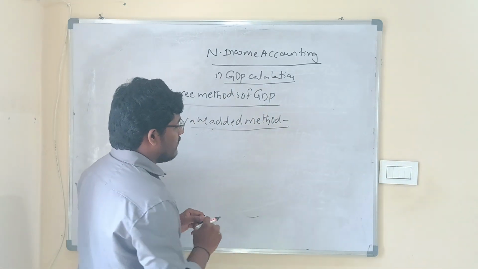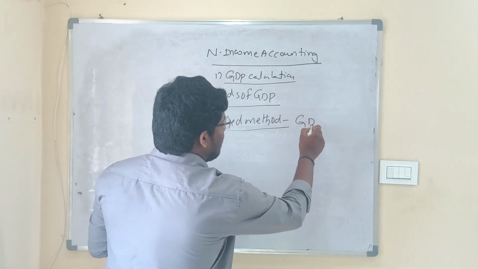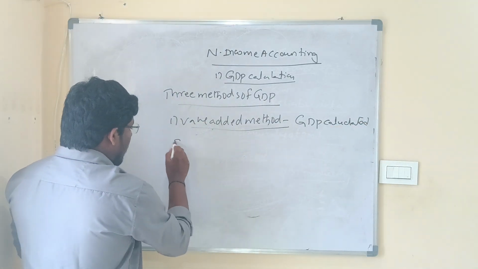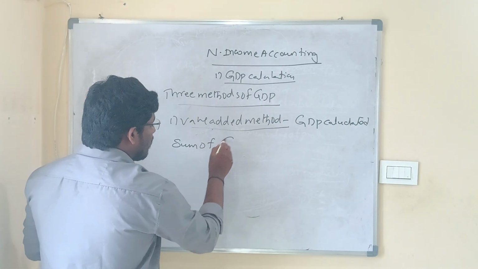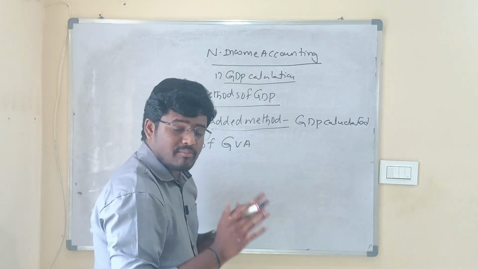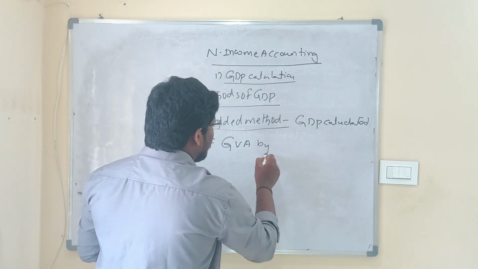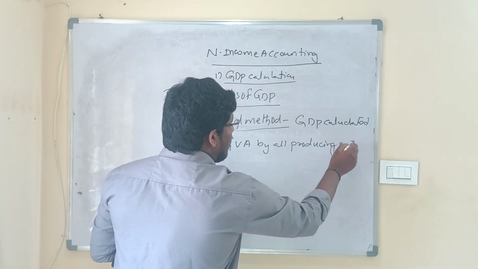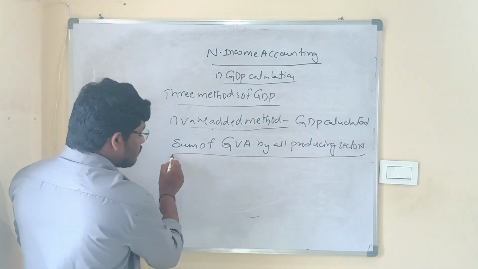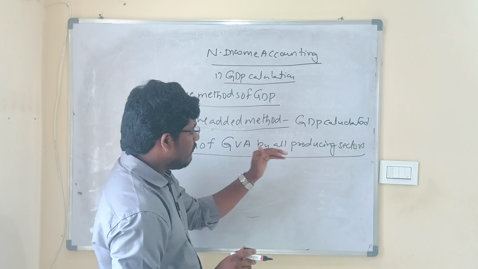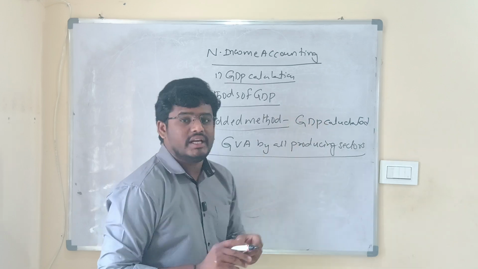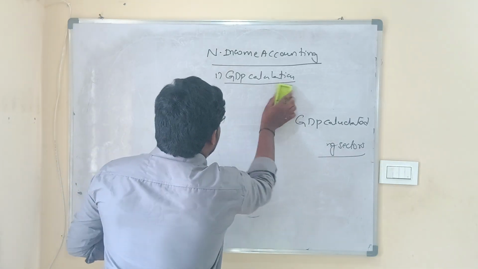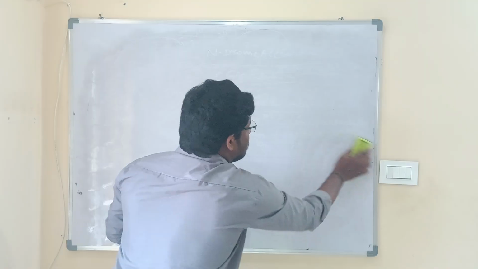So the value added method means that through this method the GDP can be calculated by adding the sum of gross value added by all producing sectors. Now the sum of all gross value added by all producing sectors, if we add them, then we are going to get the GDP of the country. Now let us understand what this gross value added is.